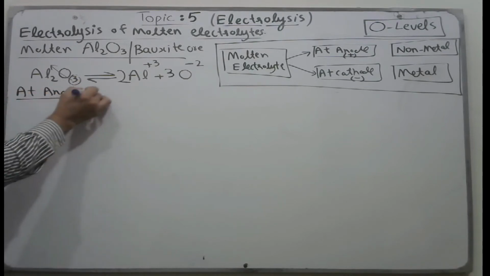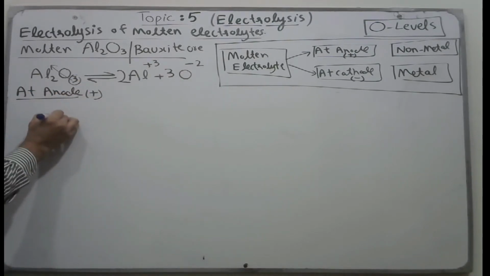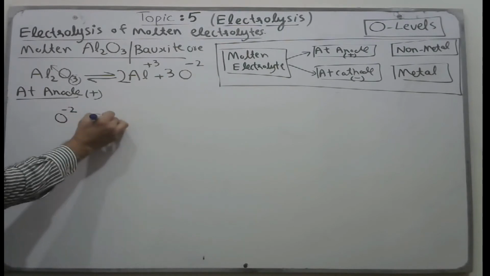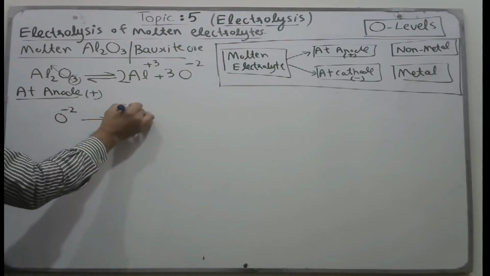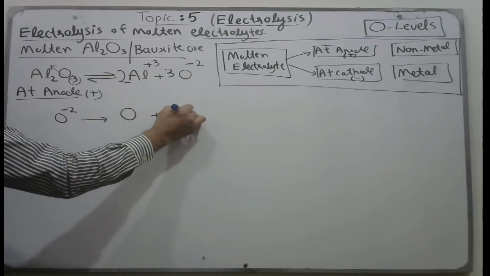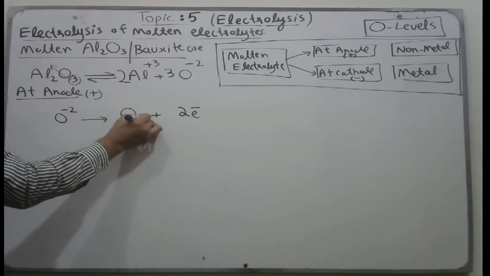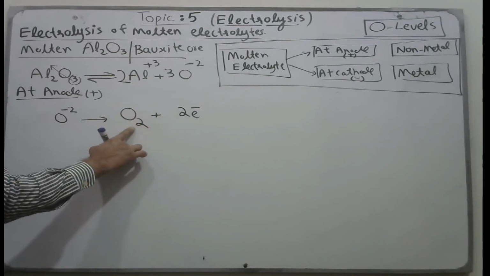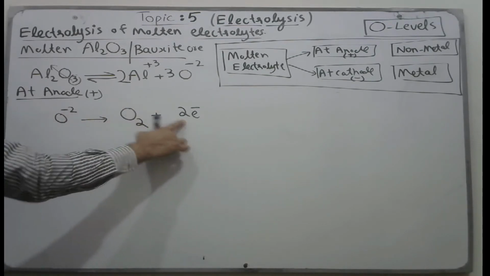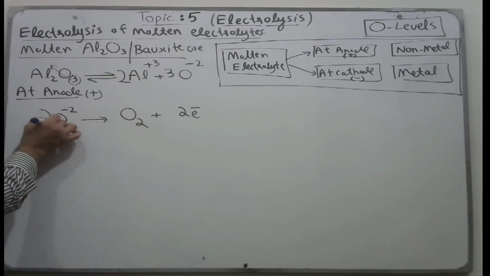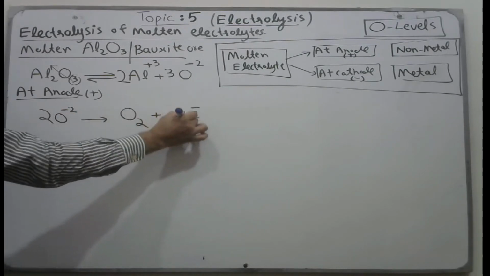Anode is the positive terminal. All the negative ions move to anode where they lose electrons. Oxide ion loses 2 electrons and you get oxygen. But oxygen is a non-metal that exists in diatomic state. So you have to balance 1 oxygen losing 2 electrons. There are 2 oxygen, so there should be 4 electrons.